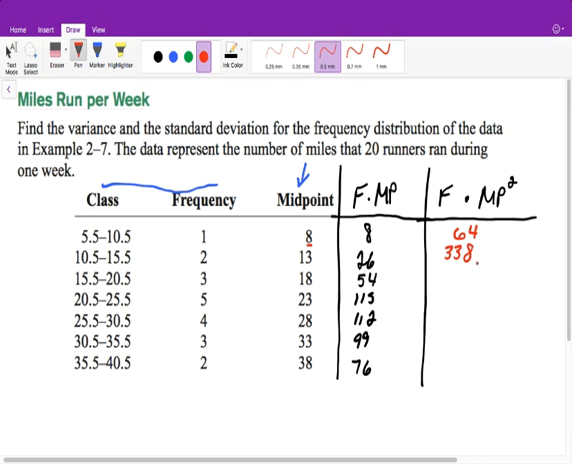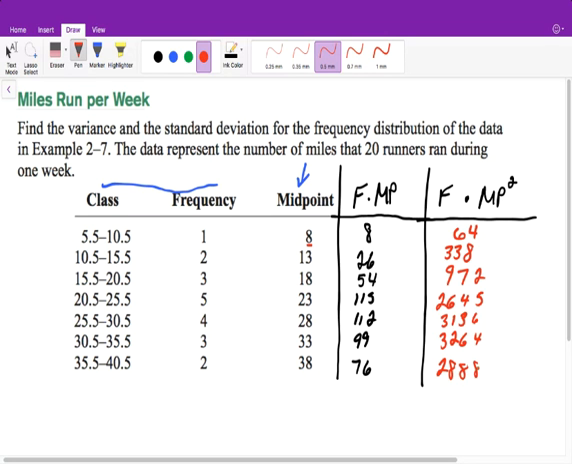I'm sorry, I was doing the wrong thing. It's our midpoint squared. So 18 squared is 324. And then 324 times our frequency is going to give me 972. The next one, we will do our midpoint squared, 23 squared, times 5, and that will give us 2645. 28 squared, and then times 4 is 3136. 33 squared, times 3 is 3264. And 38 squared, times 2 is 2888.